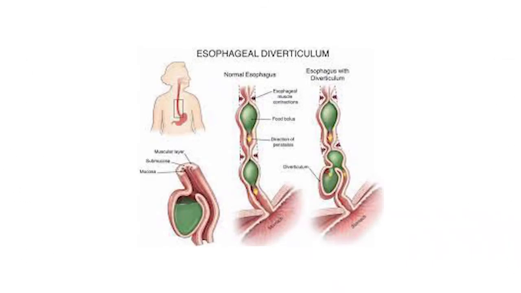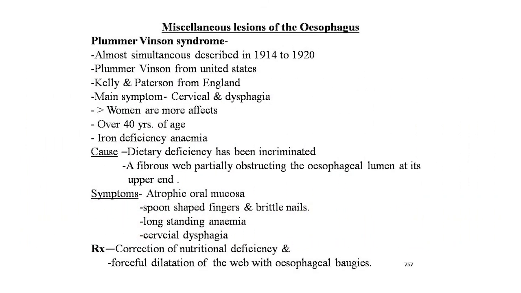Symptoms: atrophic oral mucosa, spoon-shaped fingers and brittle nails, long-standing anemia, cervical dysphagia. And treatment of the Plummer-Vinson syndrome is correction of nutritional deficiency and forceful dilatation of the web with esophageal bougies.